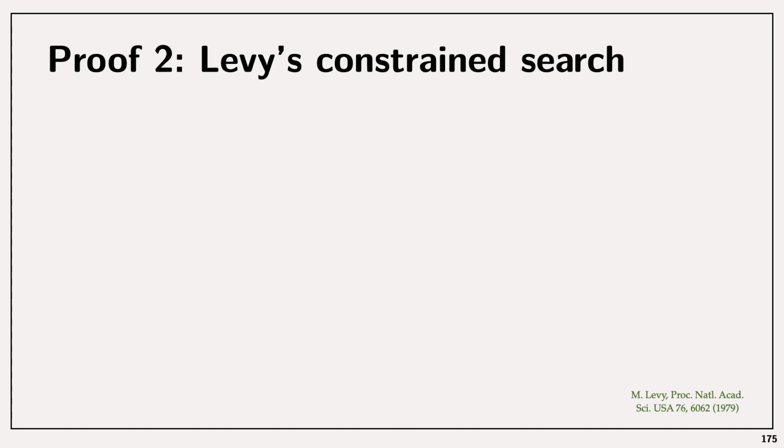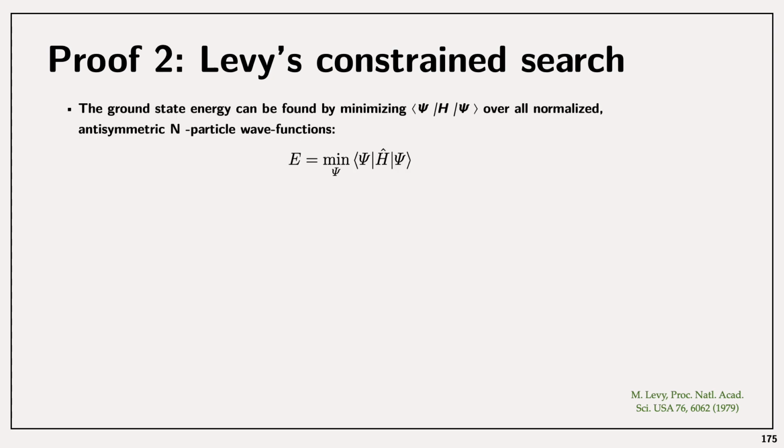That paper was published in 1979, so quite a bit after the original Hohenberg-Kohn theorem. But this is an interesting proof to do as well. So basically, it is not a reductio ad absurdum approach. It's a different one. So we know that the ground state energy can be found by minimizing the expectation value of the Hamiltonian over all the wave functions psi, so long as they're normalized and anti-symmetric. I keep saying this to you. So you can find this.